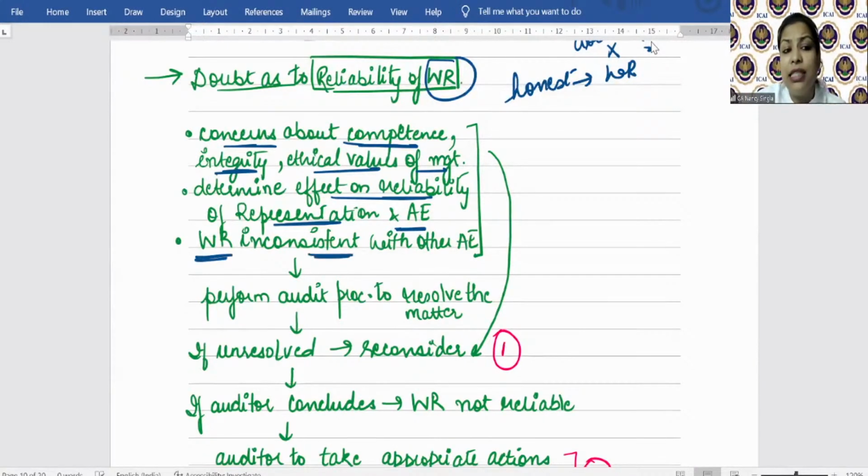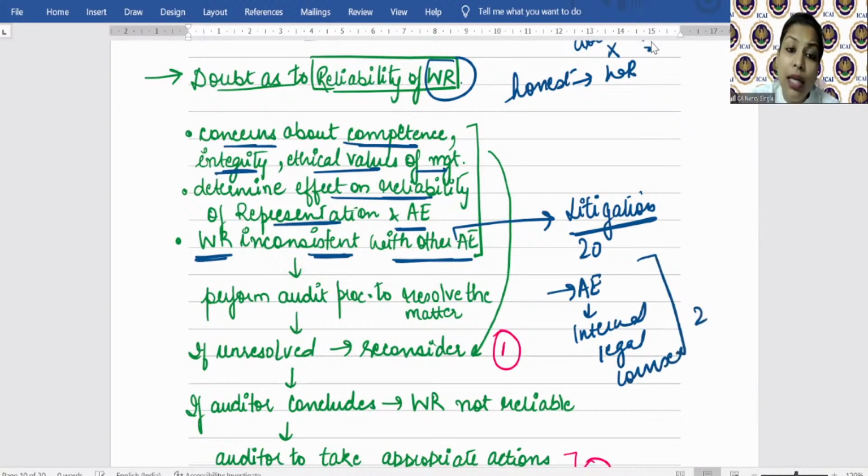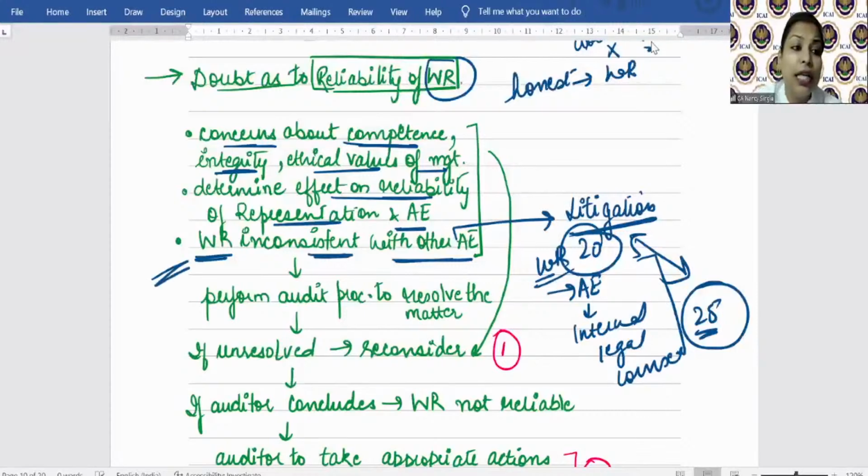If written representation is inconsistent with the other audit evidence, for example, management gave you a written representation that there are, let's say, 20 litigations that are going against the company. But when you obtained an audit evidence from the internal legal counsel of the company, legal department of the company, आपने उनसे बात की ना, उन्होंने तो बताया कि 25 litigations are going on. So there is an inconsistency ना, management ने तो लिख के दिया 20 litigations हैं, आपको पता चला 25 हैं. तो written representation is what? Inconsistent with other audit evidence.